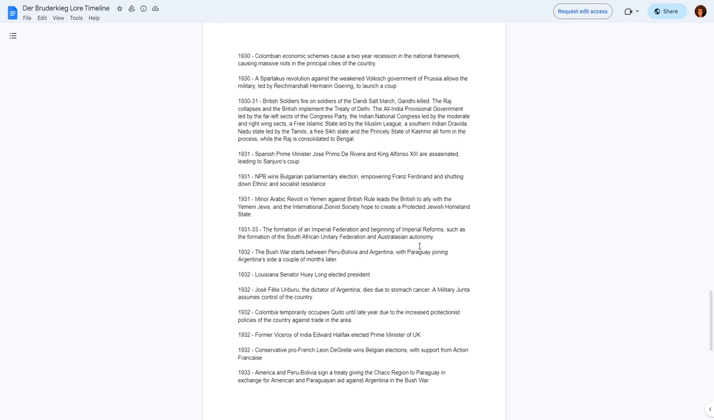1930-31, British soldiers fire on participants of the Dandi Salt March, Gandhi killed. The riots collapse and the British implement the Treaty of Delhi. The All India Provisional Government led by the far-left sects of the Congress Party. The Indian National Congress led by the moderate and right-wing sects.